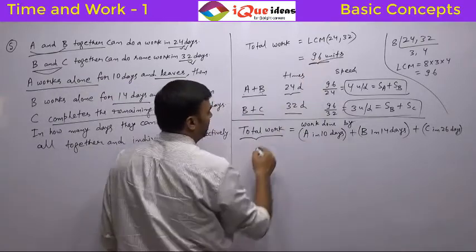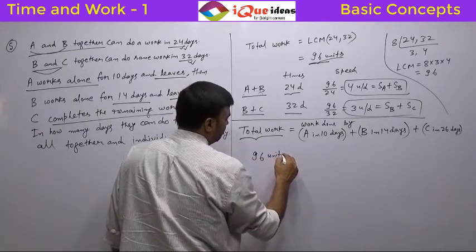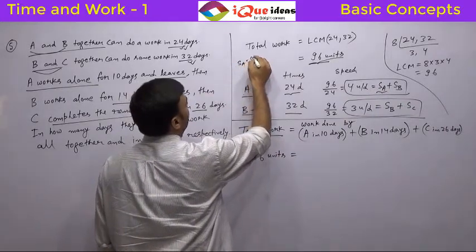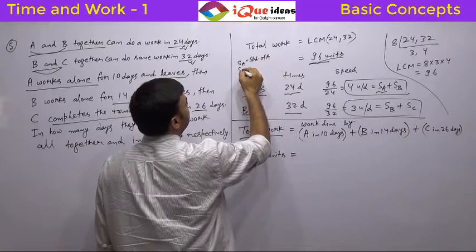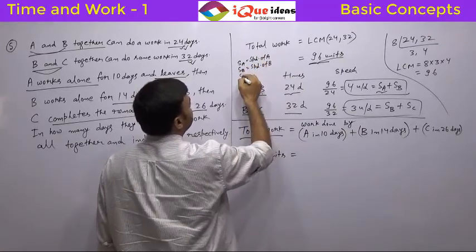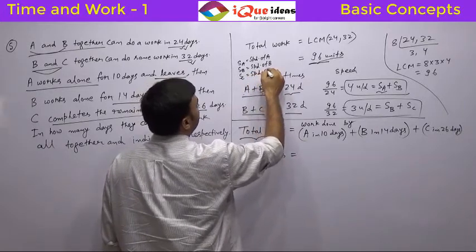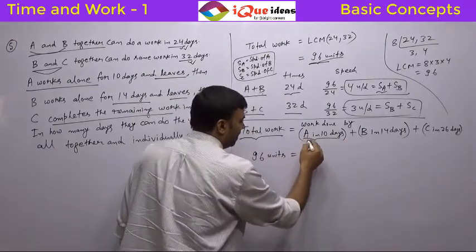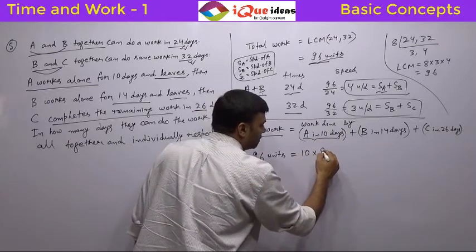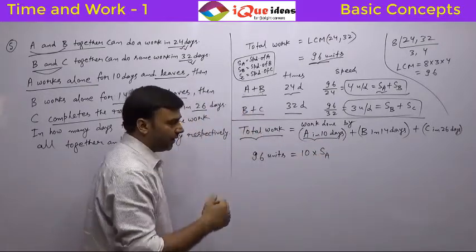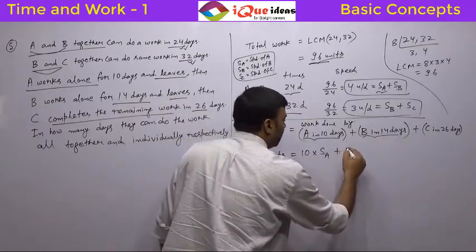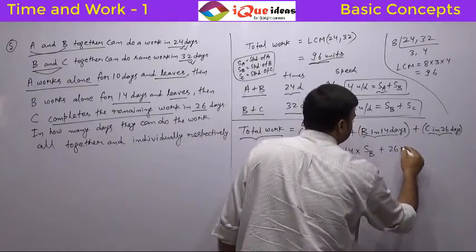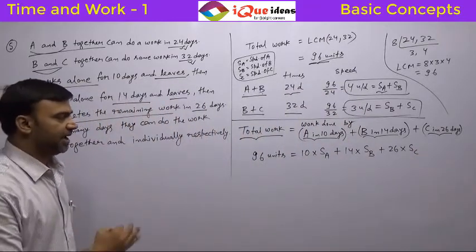Now the total work we've assumed to be 96 units. So 96 units is equal to, now A's speed is SA. We have taken SA as speed of A. SB means speed of B, and SC means speed of C. Now what is the meaning of speed? Speed means the work done in 1 day. Here we want A's work in 10 days, so work done by A in 10 days is 10 into speed of A. Remember, speed means work done in 1 day. Similarly, work done by B in 14 days will be 14 into speed of B. Similarly, work done by C in 26 days will be 26 into speed of C. So this is the algebraic relation that we have now.